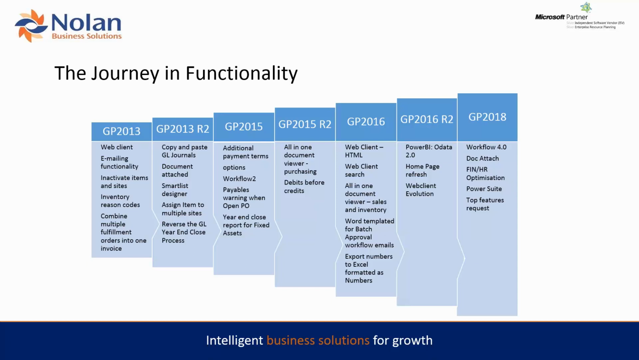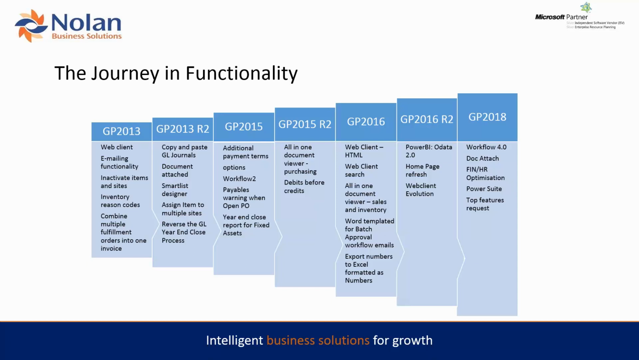So in GP 2015, you'll see that Workflow 2 came out, and by the time we're looking at GP 2018, that's been enhanced to Workflow 4 with a lot of extra features and enabled in other modules as well. So GP 2016, one of the highlights there was the all-in-one document viewer within Sales and Inventory. It had actually come out in GP 2015 R2, just in purchasing, but it had come out within Sales and Inventory by GP 2016. We'll have a look at a bit of that as well.